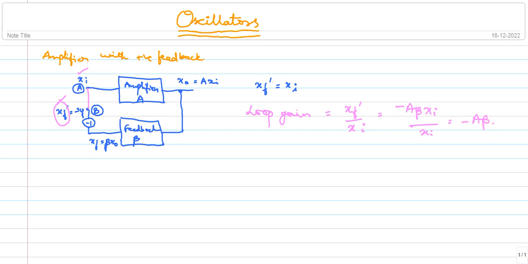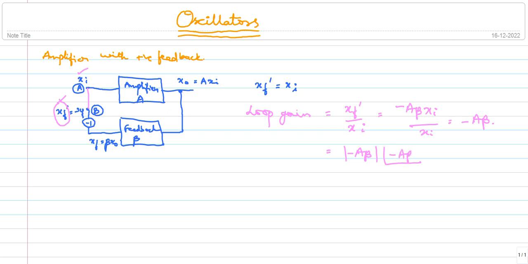So this is the main loop gain of this system. For example, if we make xf dash equal to xi, then we can call this an oscillator. To make that, this loop gain should be equal to 1, because it is xf dash by xi. So if both are equal, we need to get loop gain equal to 1. If it is in complex form, it can be written like this.